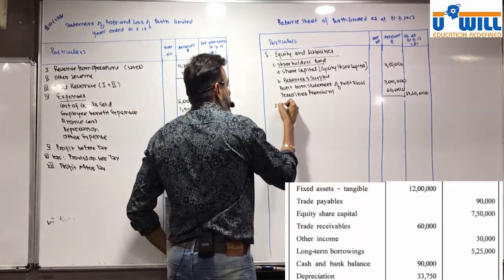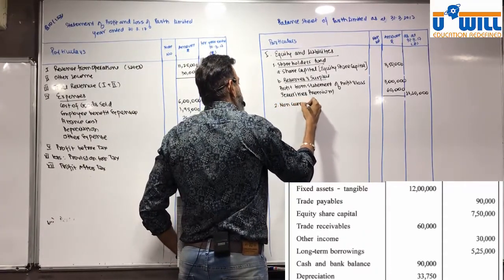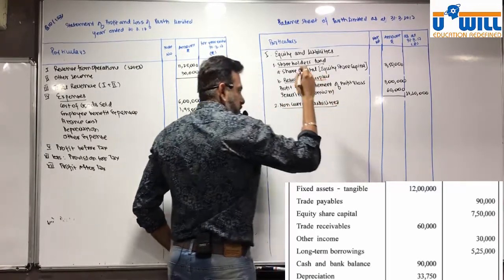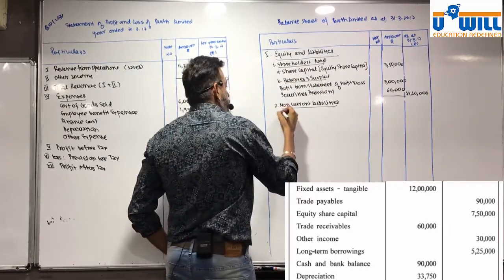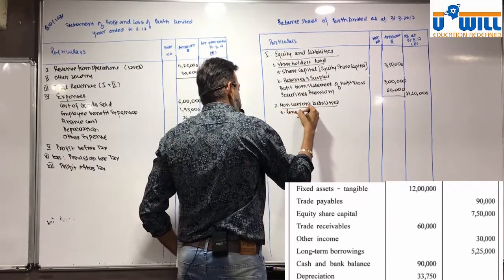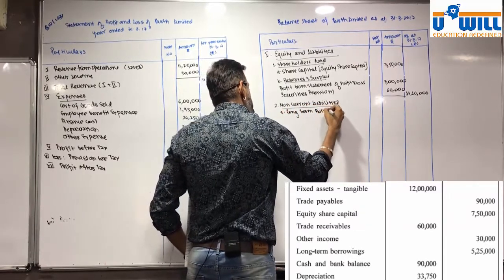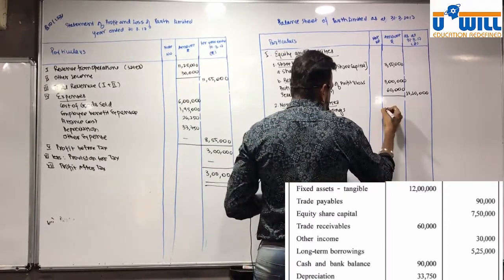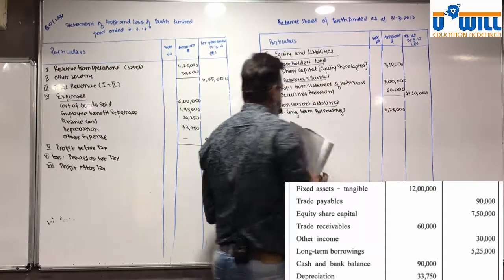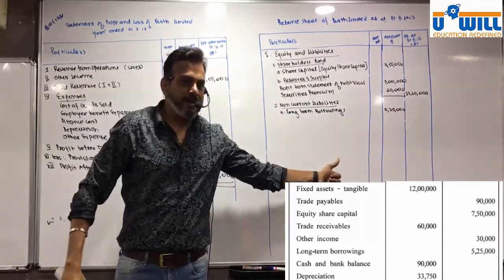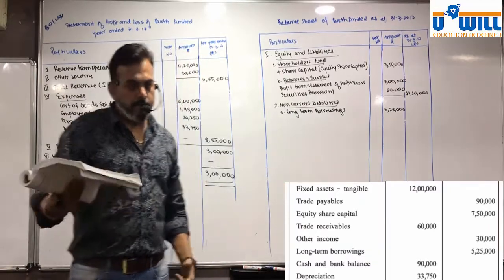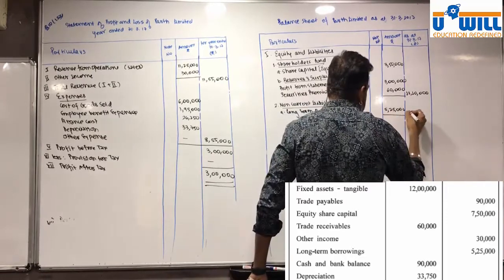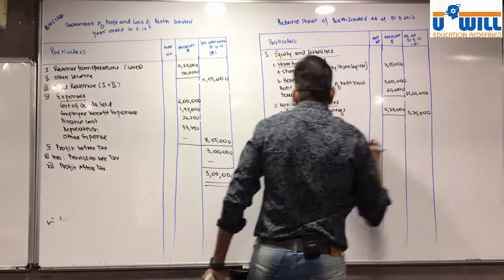Second, non-current liabilities. In non-current liabilities, we have first long-term borrowing, $5,25,000. What do we have next over here? Other long-term liabilities and long-term provisions. But nothing like that is given here. So we can directly transfer it. 5,25,000.